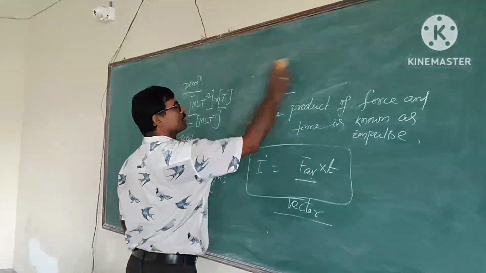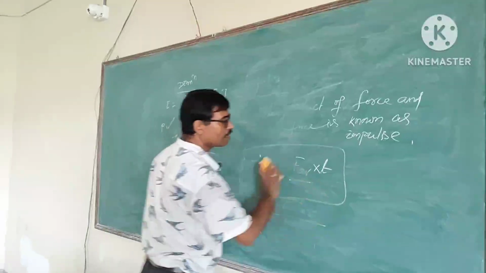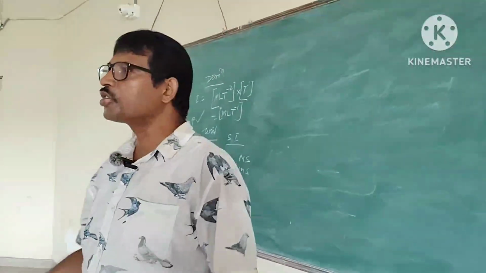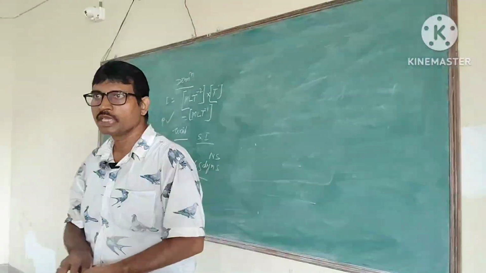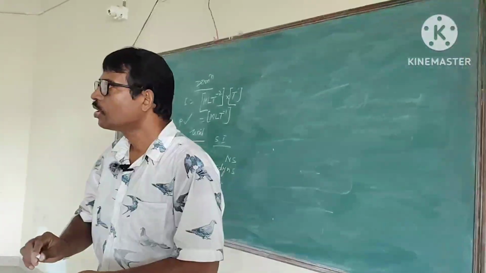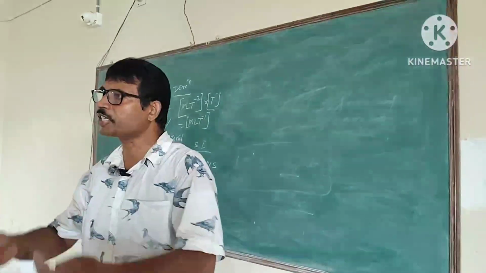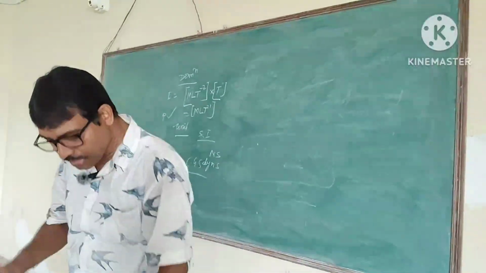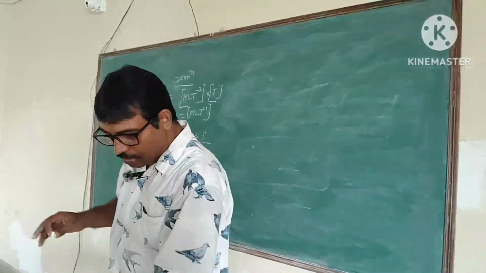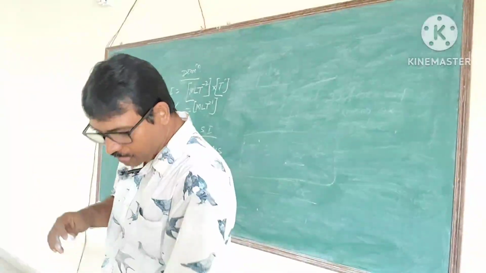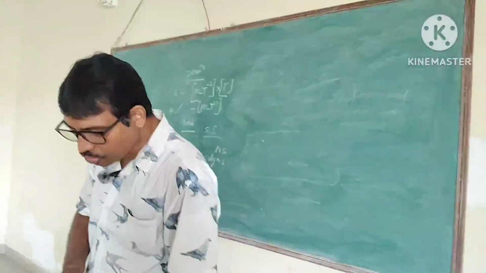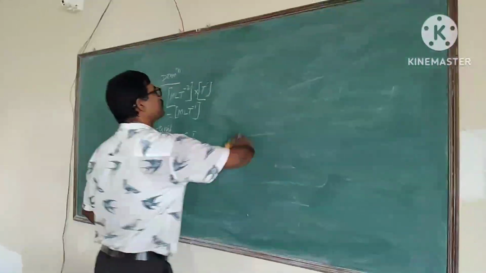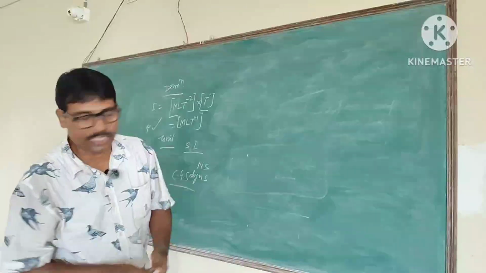Then come to the point, the most important tendency or properties. Impulsive force does not remain constant. It changes from minimum to maximum, or zero to maximum, or vice versa, maximum to minimum. That means it goes from 0 to maximum, then from maximum to 0. That's why, according to Newton's second law, we can write the mathematical expression.